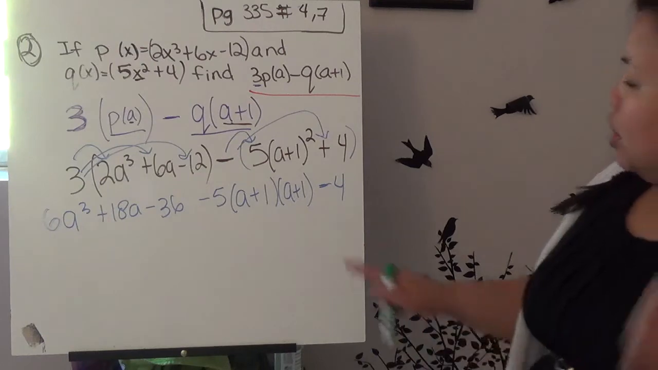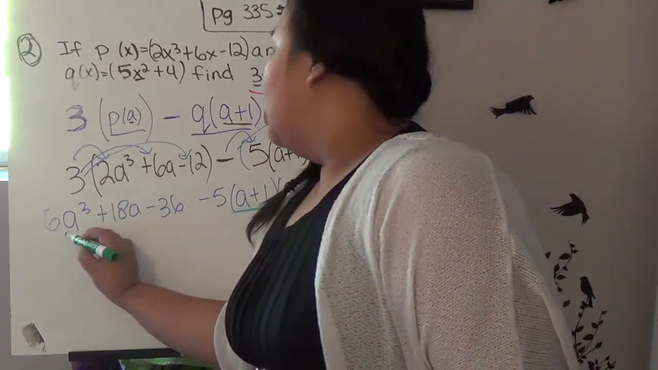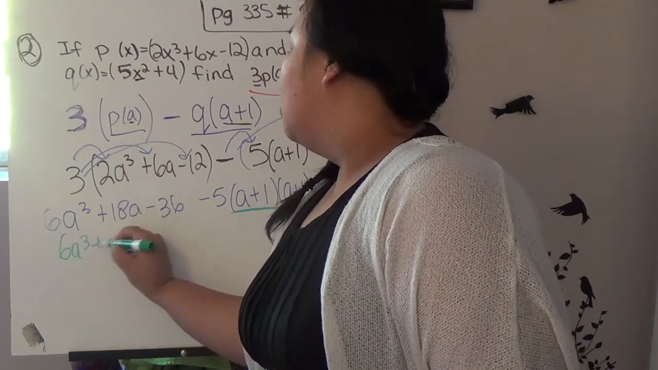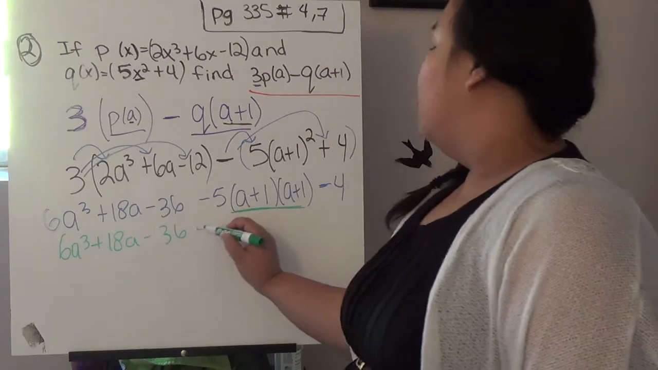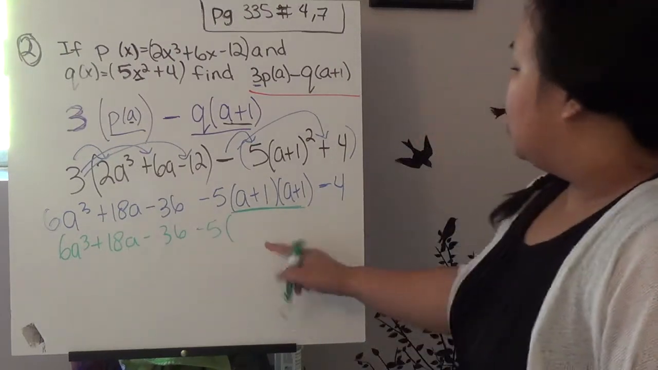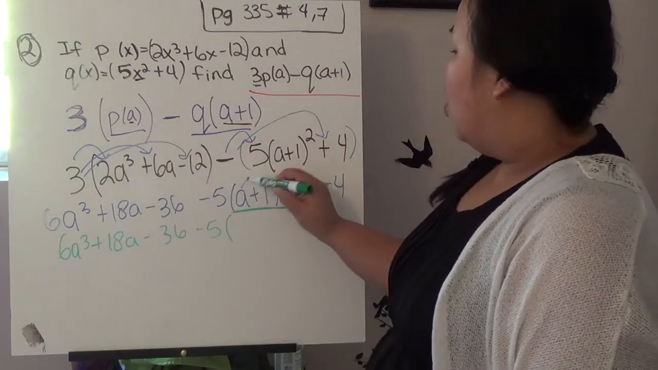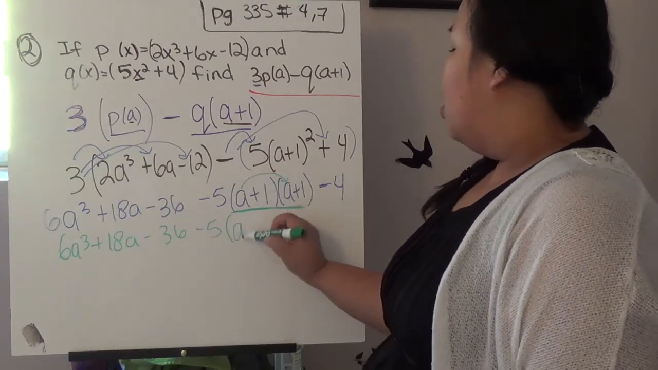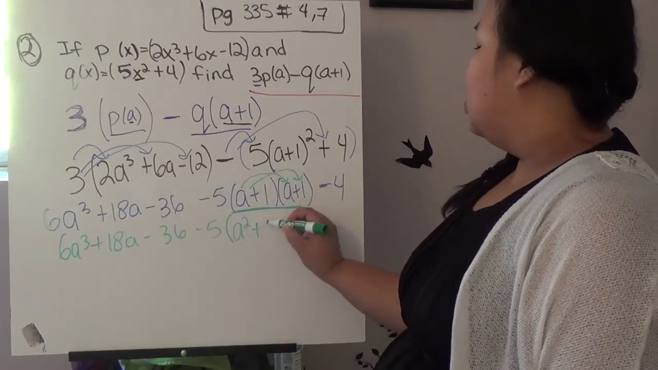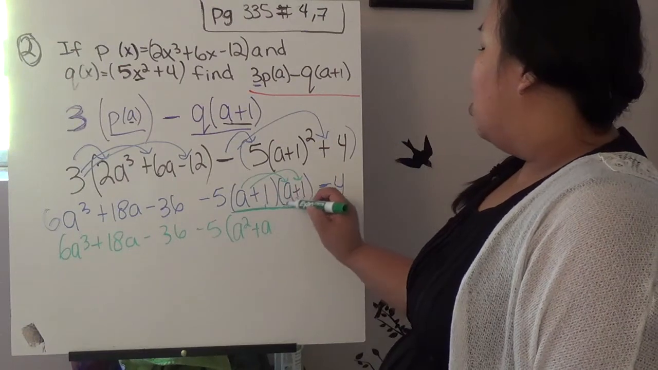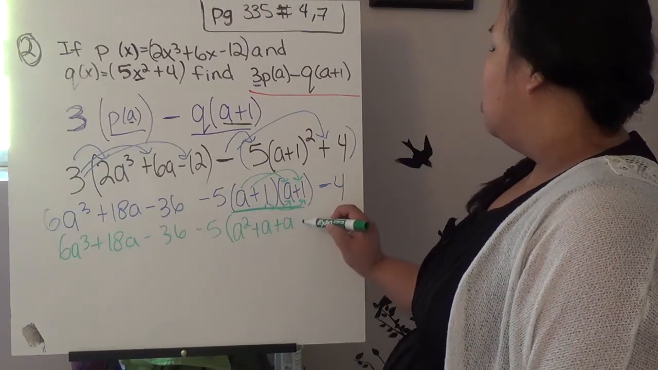Once that happens, then I'm going to go ahead and FOIL this out. So I'm going to write everything exactly how it is. It's very important that you do all the steps so that you don't confuse yourself. And then in parentheses, I'm going to make this into one equation. And I do that by FOILing and distributing out. So a squared, a times 1 is plus a, and then this is plus a, and 1 times 1 is 1.